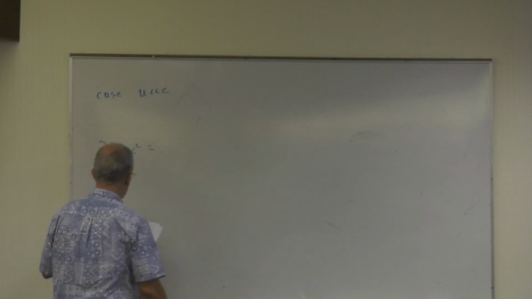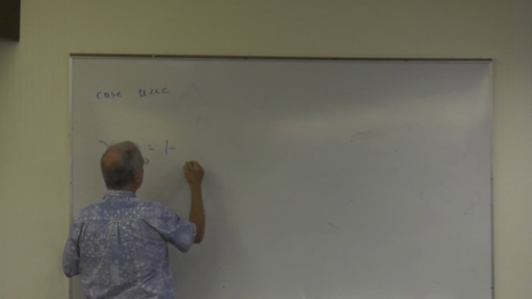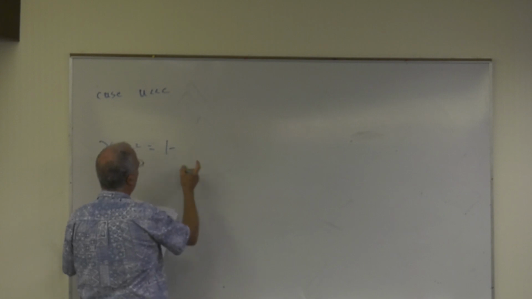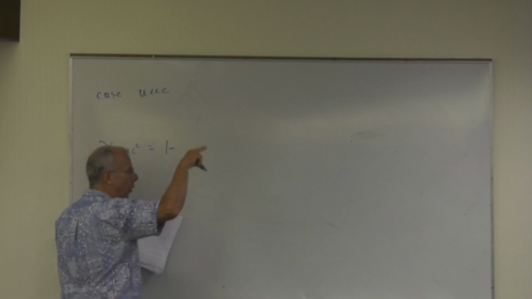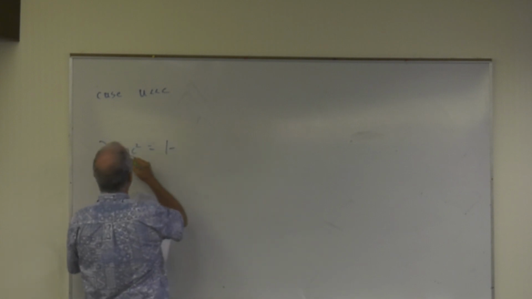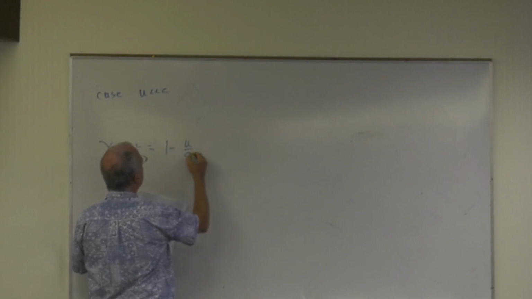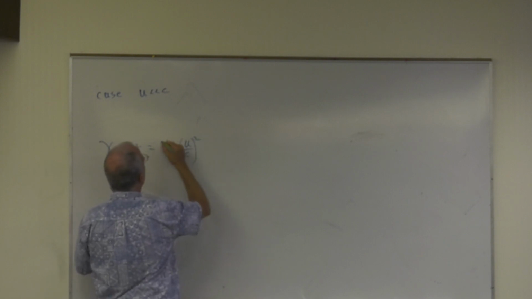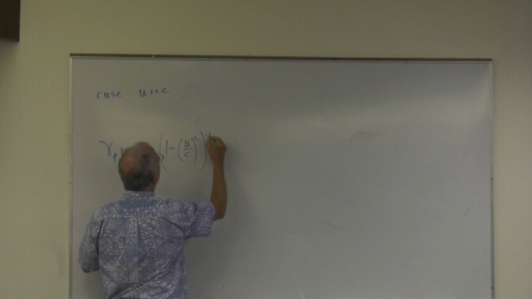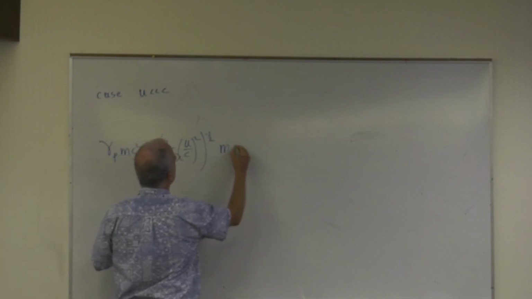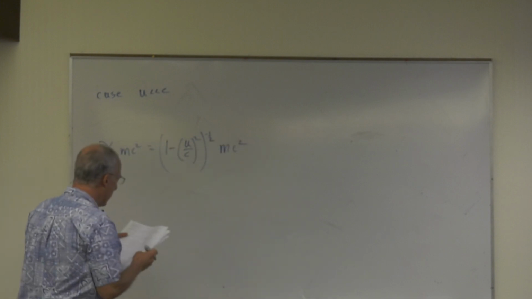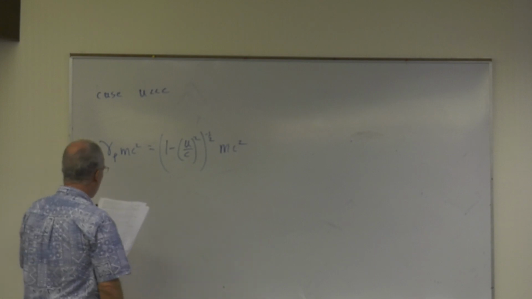Well, what's gamma? You know what gamma is. It's 1 minus beta squared to the negative 1/2. All right, but what's beta? It's the speed over the speed of light. So gamma is 1 minus (u over c) squared, whole thing to the negative 1/2, times mc squared. Agree? All right, that's totally cool.